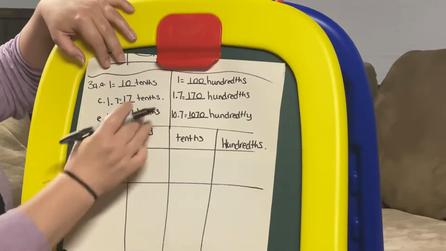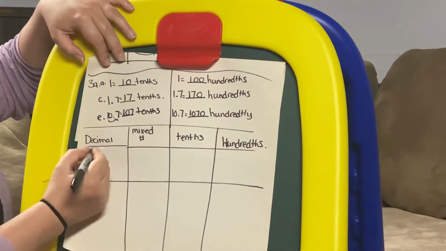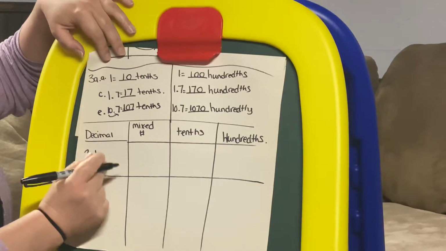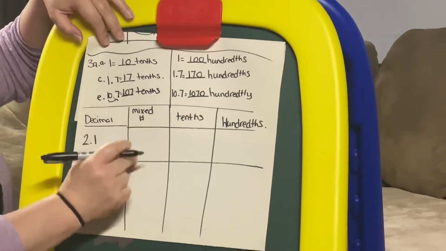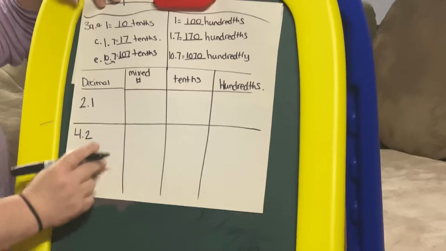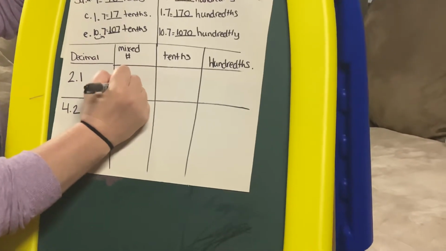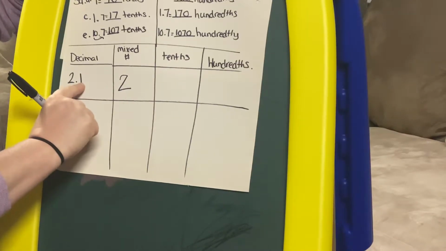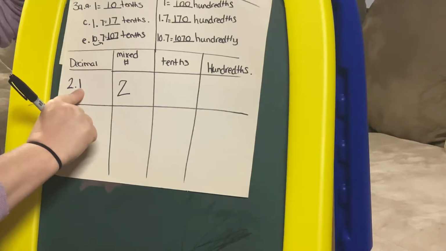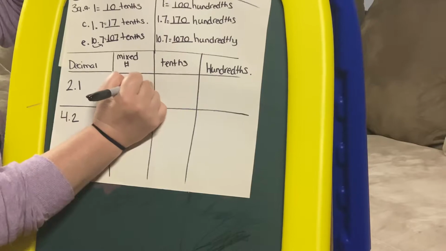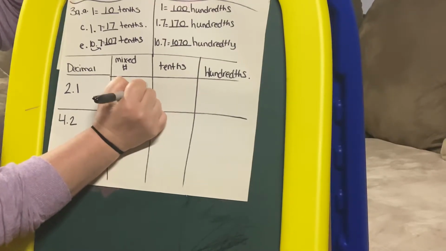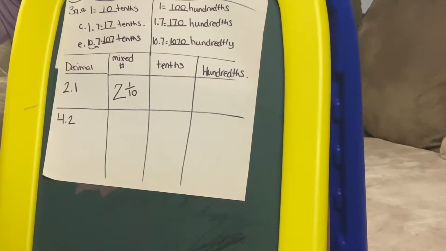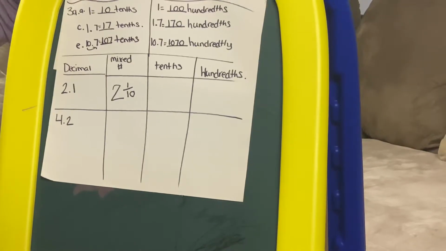So for example, let's go down just a little bit further where we have a decimal and it says 2.1. And they want us to write it as a mixed number. Well, my whole number is 2. And a mixed number is a whole number with a fraction. The 1 is in the tenths position. So I would say 2 and 1 tenth. Okay, so that makes sense, yes?